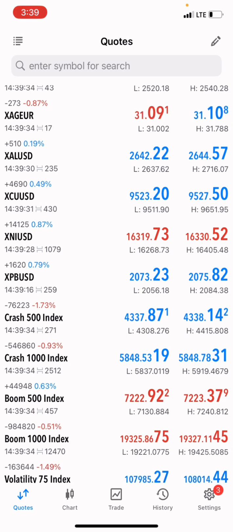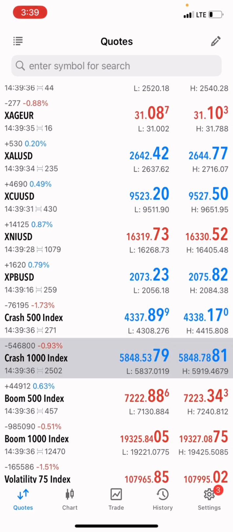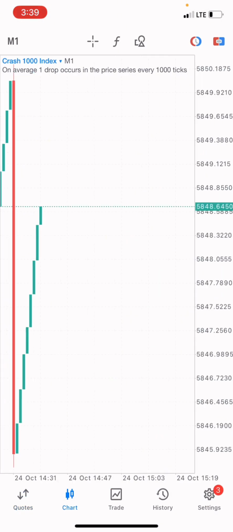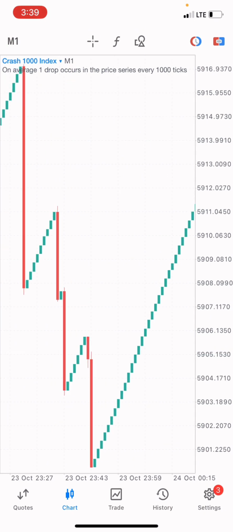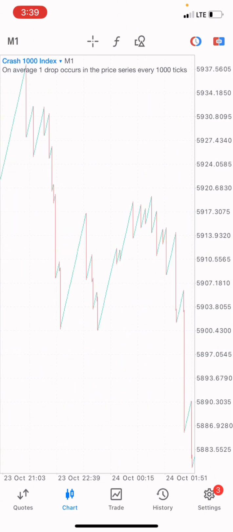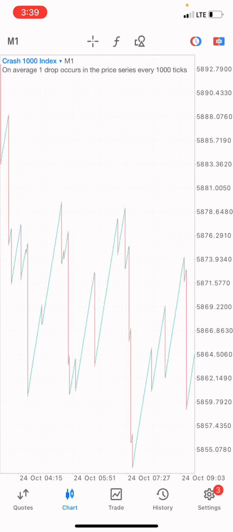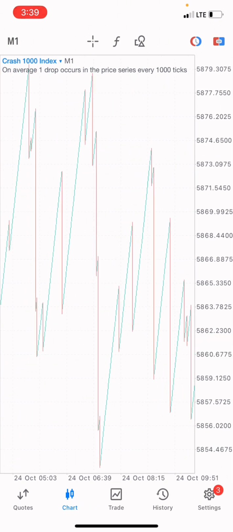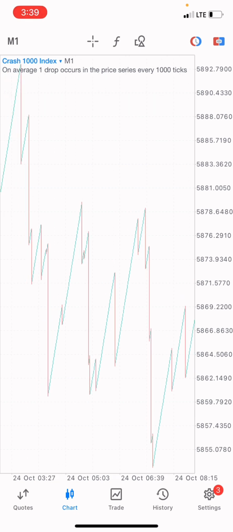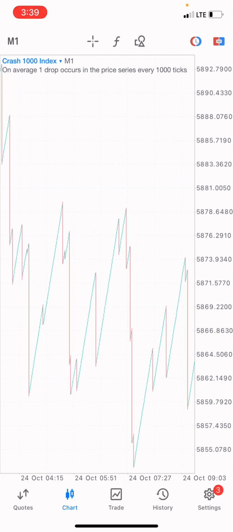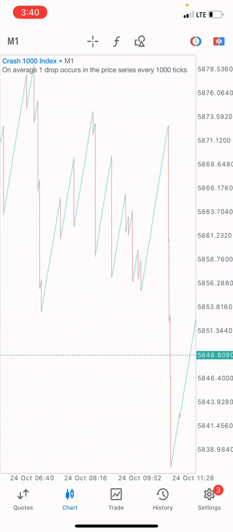All right. So we'll start this on Crash 1000 Index markets, going straight into the chart right here. We'll zoom out a little bit. You want to make sure that you zoom out from this market so that you can see where the market is. When you have zoomed out, you look at the past movement of the trade. What I'm seeing here is that the market is selling.